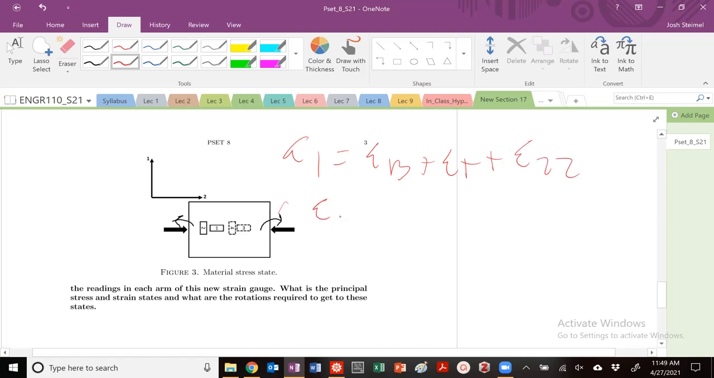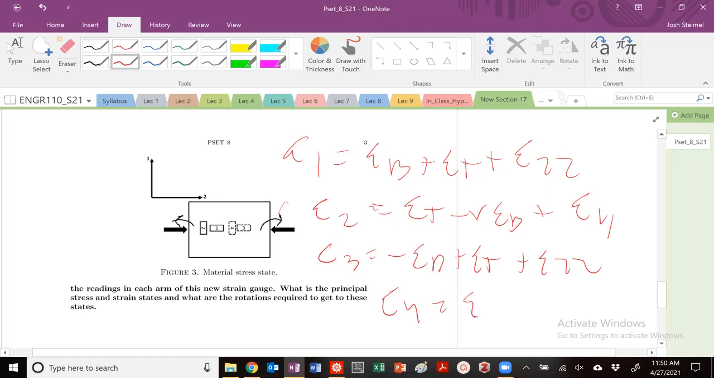My strain in the 2 strain gauge is going to be equal to my thermal, and then when I pull that out, it's going to be minus nu E bending because it's going to compress those wires, and then I'm going to have the strain 1-1. The strain in the 3 is going to be equal to minus E bending plus E thermal, and then plus the strain in the 2-2. And then the strain in the 4 is going to be strain in the 1-1 plus thermal, and then when it's in the back, it's going to be plus nu E for bending.